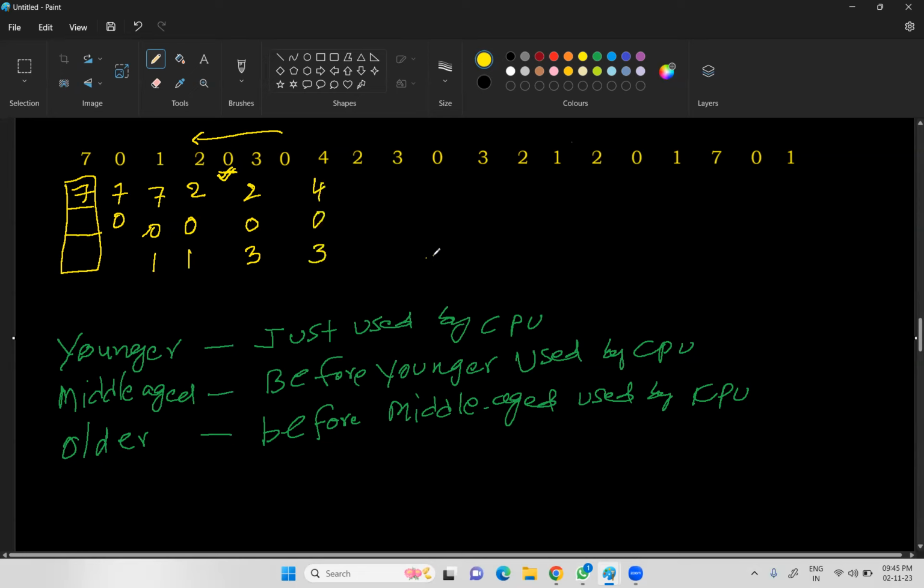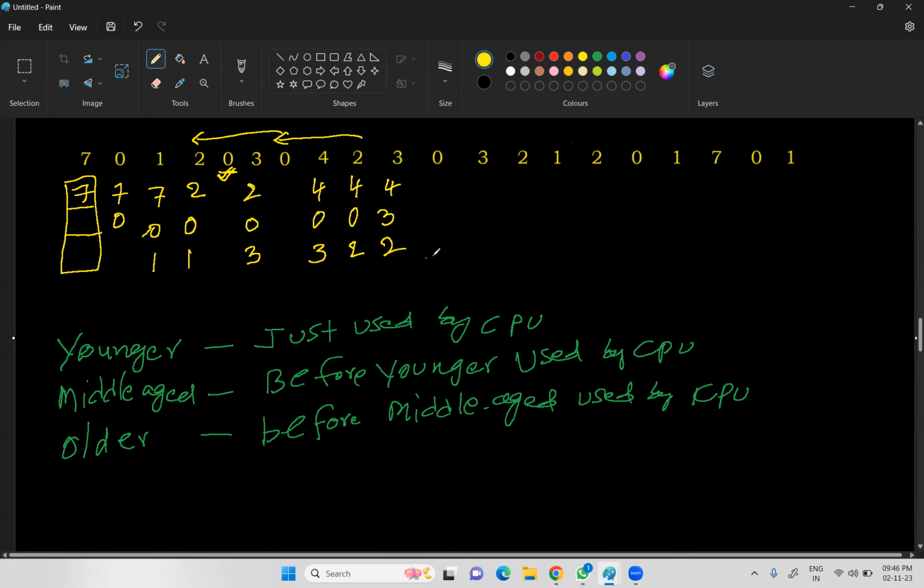Now, so 2 will be replaced with whom? As far as 4, 0, 3, 4 is younger, 0 is middle aged, and 3 is very long back. So therefore, 4, 0, 2. 3, with whom it is going to be replaced here? So with 0, because when compared to all this, it is very long back. So older one is 0. So therefore, 4, 3, 2.